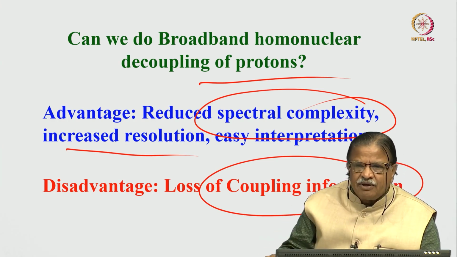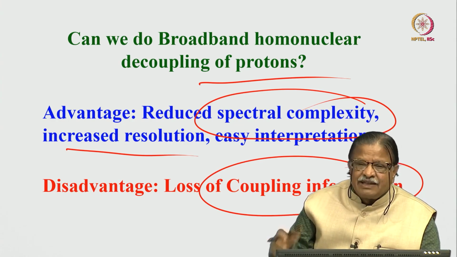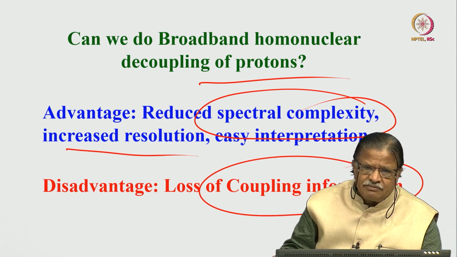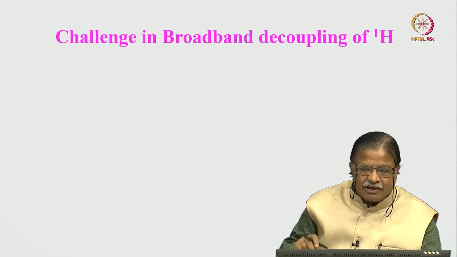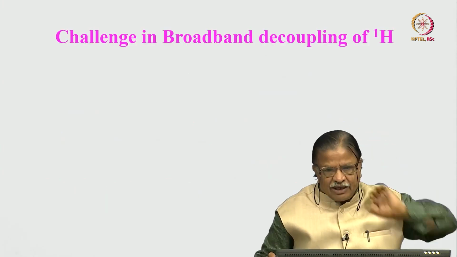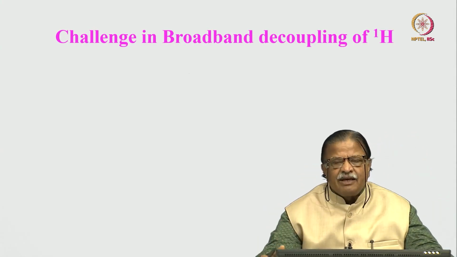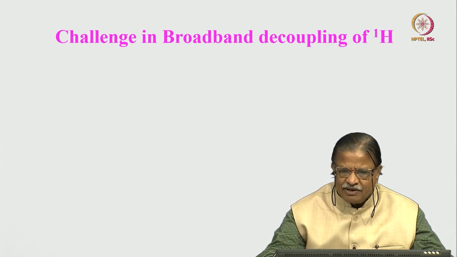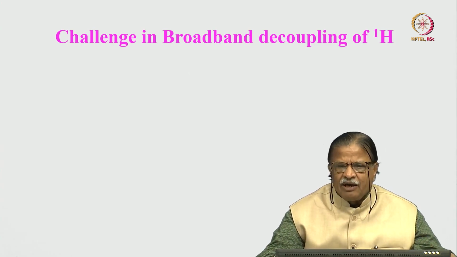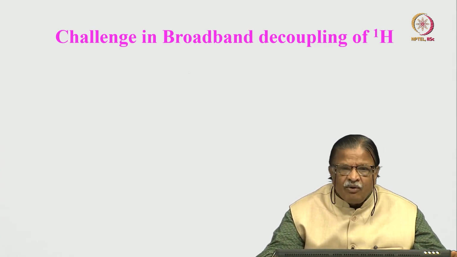That coupling information is very useful in getting the conformation of the molecule. Remember I told you about the Karplus equation, where 3J coupling can be used to get the conformation. There is a disadvantage: we lose that. So it does not matter if we are going to compromise only for the chemical shift information and we are not worried about loss of coupling information. How do you overcome this?